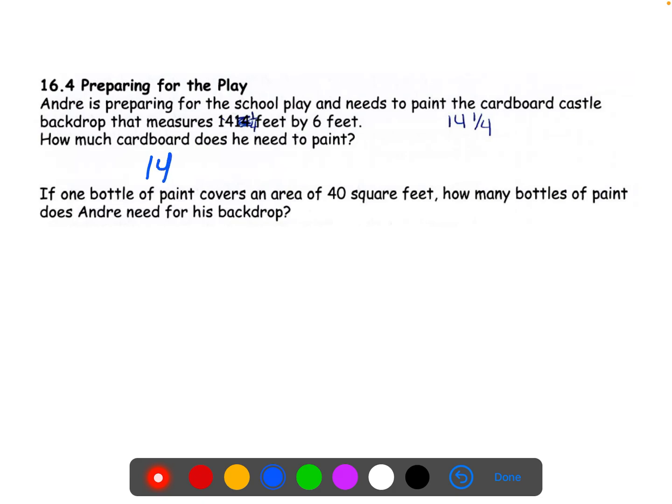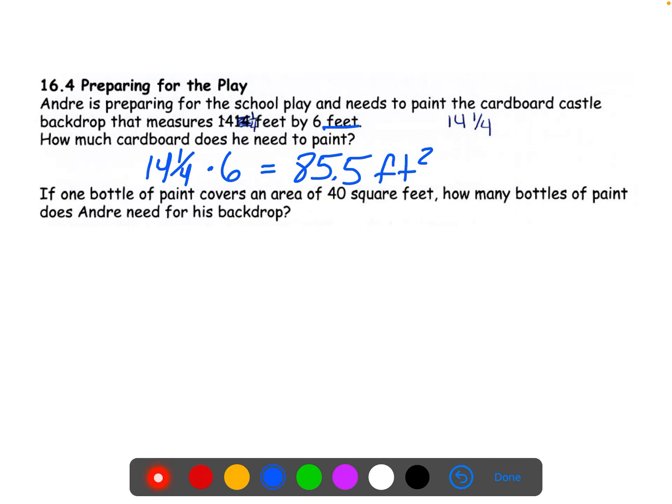And so we would multiply the length and width of that rectangle to find that area. We would take 14 1/4 times 6 to get 85.5. And we measured that in feet, but because we're talking about area, we're talking about square feet. Now the next part says if one bottle of paint covers an area of 40 square feet, how many bottles of paint does Andre need for his backdrop?